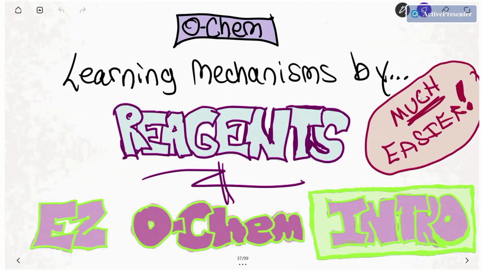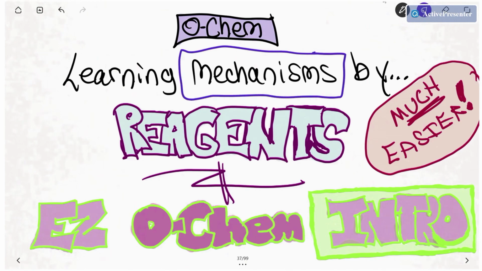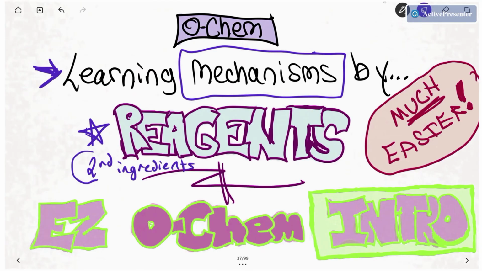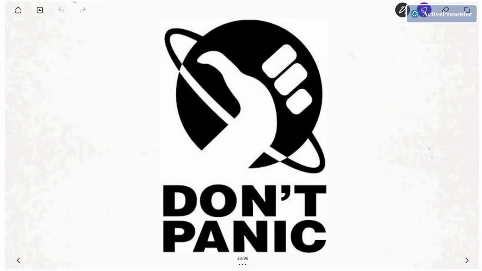Okay, so as I said, we're going into the meat of the stuff of organic chemistry. We're talking about mechanisms, and the mechanisms are the reactions. I'm aiming to do this video series learning the mechanisms by the reagents. And you can think of your reagents as your second ingredient. It's the thing you add to the other thing.